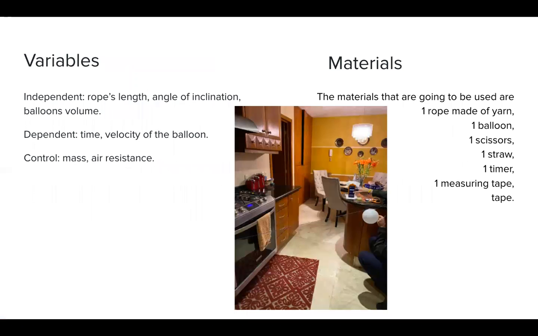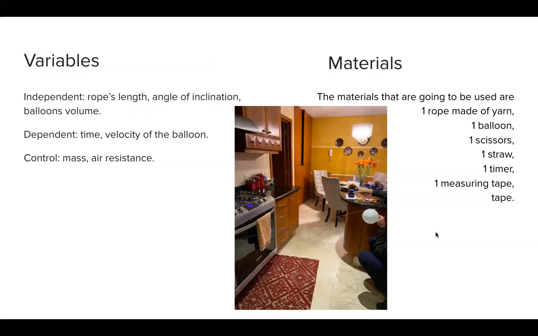Methodology. Well, the principal variables that I considered were, first, independent: the rope's length, the angle of inclination of the balloon, and its volume. For the dependent: the time and the velocity of the balloon. For the control variables: the mass of the balloon and the air resistance. And here, as you can see, is a photo of the experiment taking place with all of the materials that I'm now going to talk about.